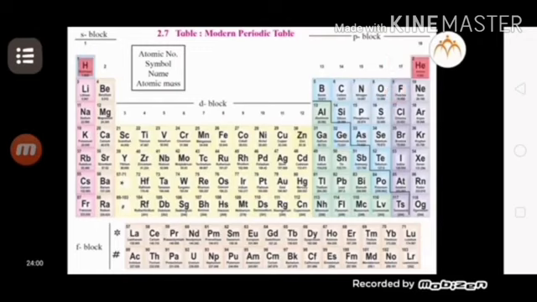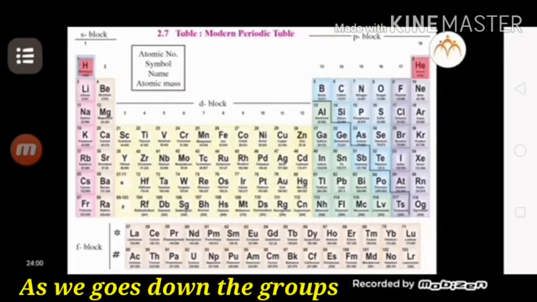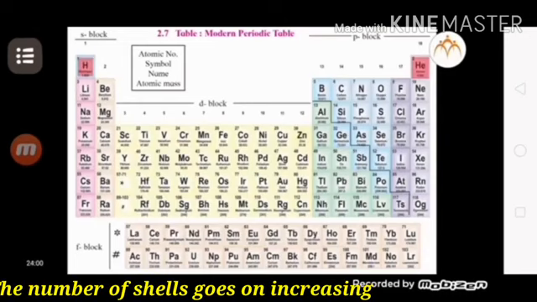While going from top to bottom within any group, one electronic shell gets added at a time. From this, we can say that the electronic configuration of the outermost shell is characteristic of a particular group. However, as we go down a group, the number of shells goes on increasing.